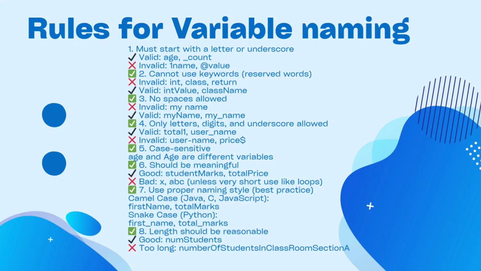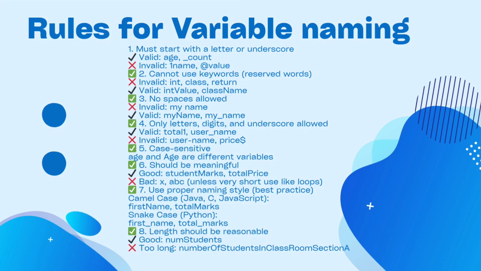5. Case sensitive. Age and age are different variables. 6. Should be meaningful. Good: student, marks, total, price. Bad: x, abc, unless very short use like loops.